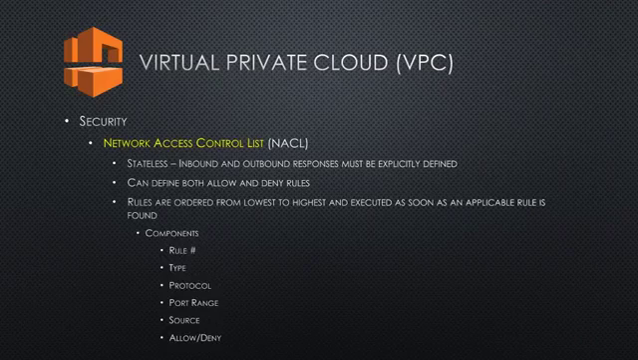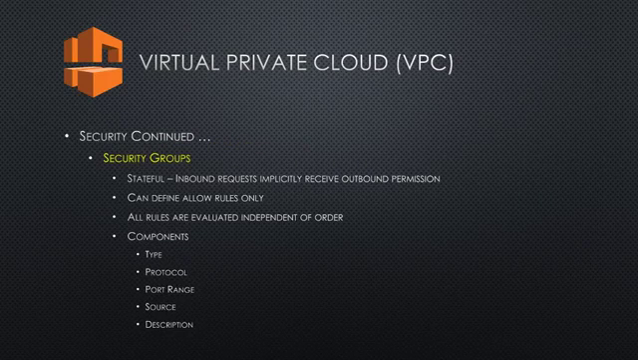Let's switch back over. So some of the components of a rule in a network ACL are the rule number, the type, the protocol, the port range, the source, and whether it's allowed or denied. Any questions so far?